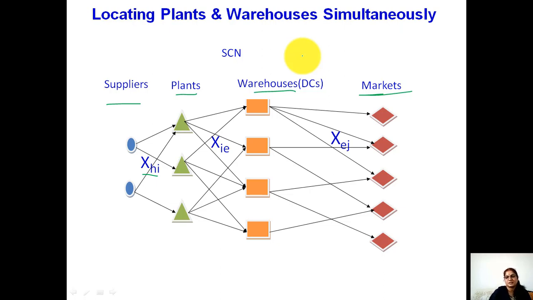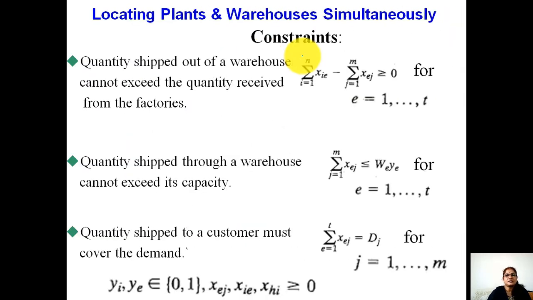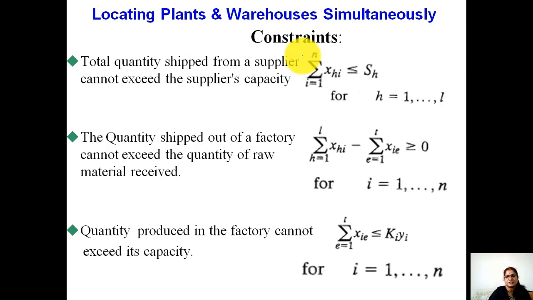So these are the constraints. Mathematically it is written here. Can you make out? Quantity shipped out of a warehouse cannot exceed the quantity received from the factories. So for e equal to 1, the quantity that is shipped cannot be more than the quantity it has taken. So like that for all, and there are two binary variables yi and ye, and the quantities cannot be negative. That's what the non-negativity constraint says.